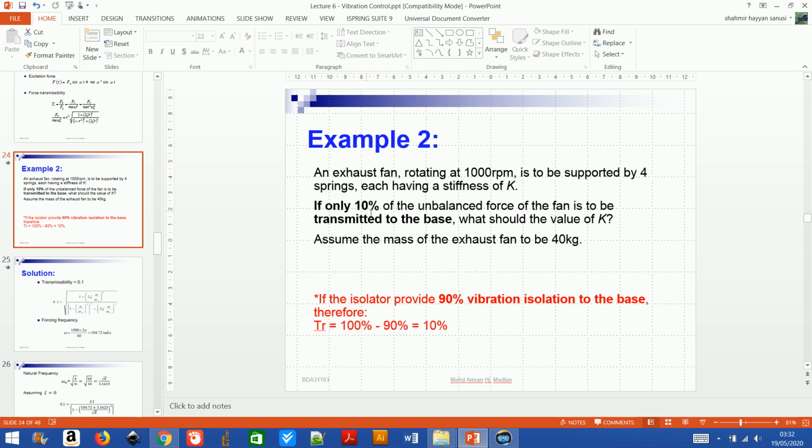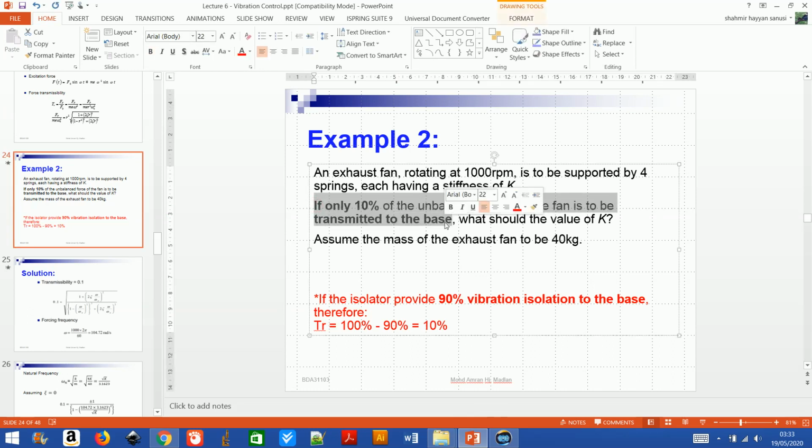If only 10% of the unbalanced force of the fan is to be transmitted to the base, what should be the value of K? Assume that the mass of the exhaust fan is 40 kg. So it asks us what is the value of K if only 10% of the force is transmitted to the base.